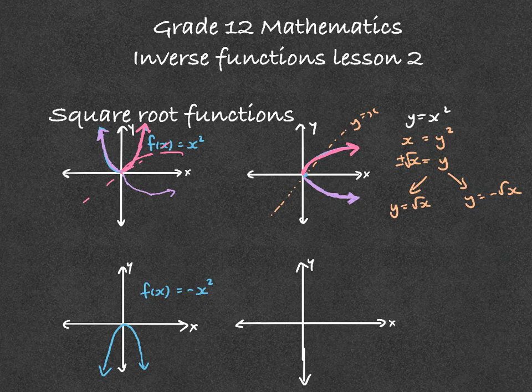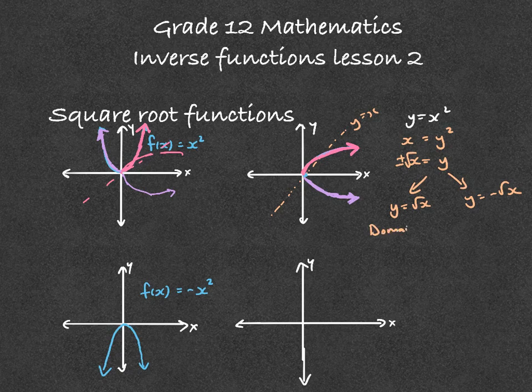Let's look at the domain and range. This is what I mean by a square root function. It's one or the other. The pink one on its own is a function. The purple one on its own is a function. In other words, the root of x or minus the root of x is a function. But of course, together the inverse of x squared is not a function. So let's look at the domain and range of each of these.